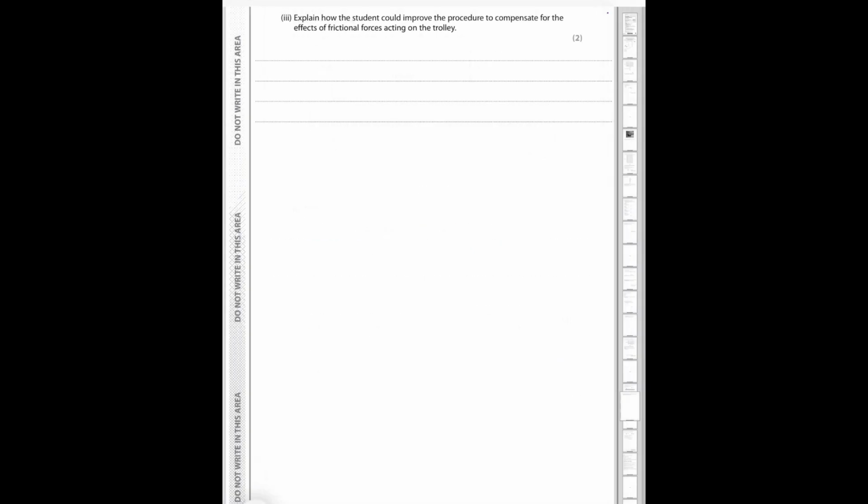In this part of the question, we're asked to explain how the student could improve the procedure to compensate for the effects of frictional forces acting on the trolley. So what the student would do, they would just raise one end of the runway or the ramp so the trolley just begins to move, and that compensates for the frictional forces.